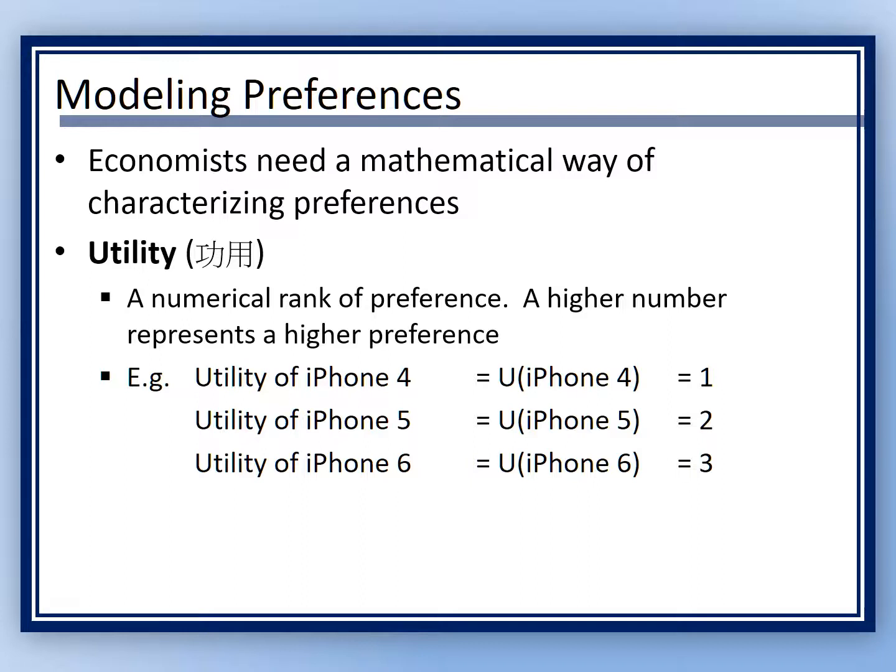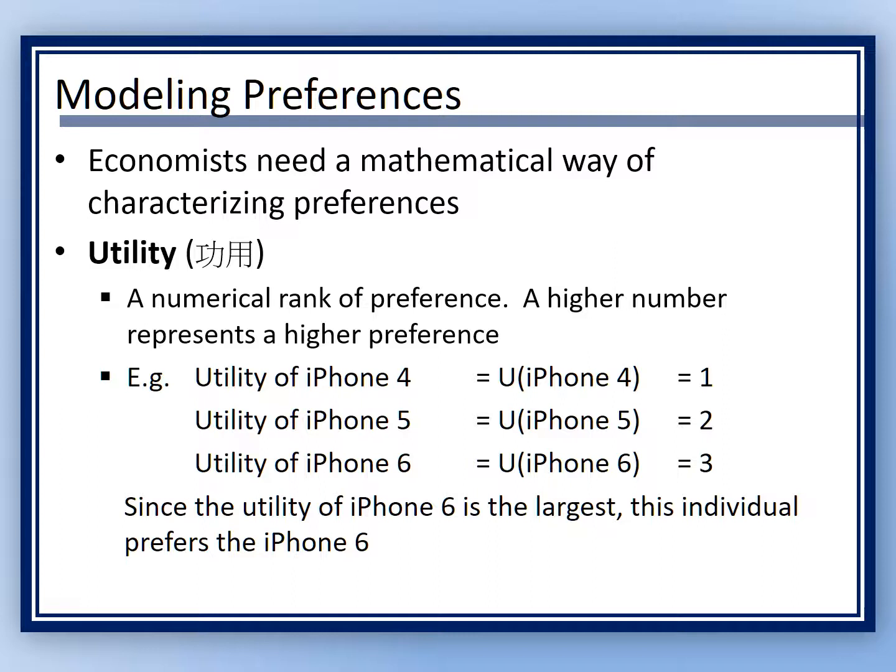And because this is a rank, as we say, the bigger the number the better. So number 3 is the best. So this is what the individual would choose if those are the 3 options they have.